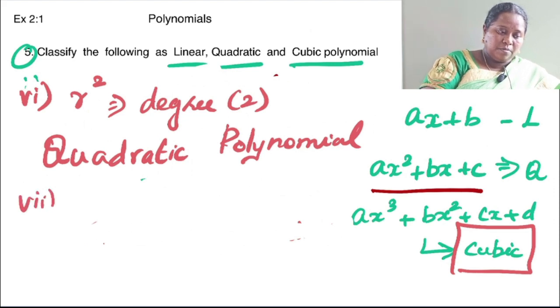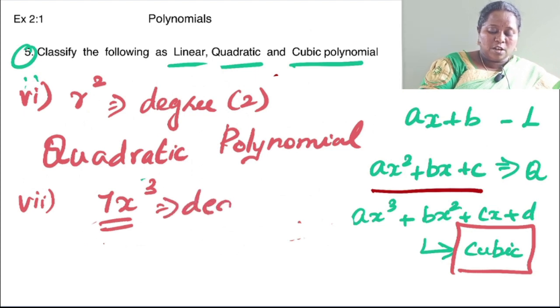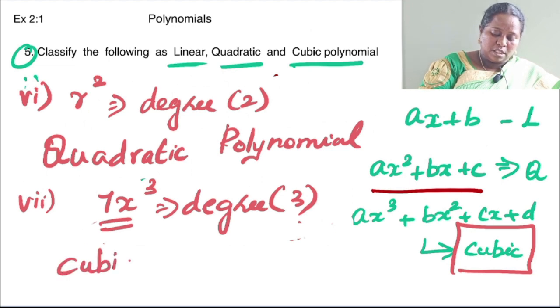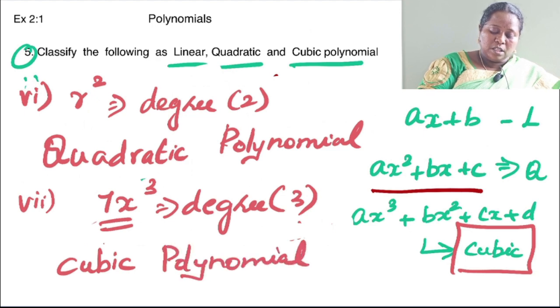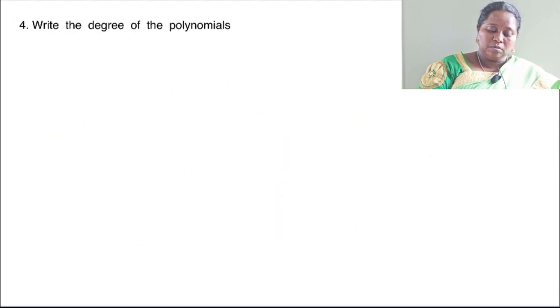The next, seventh sum, 7x cube. If it is 7x cube, what is the degree of the polynomial? The degree of the polynomial is 3. The highest power is 3. If the highest power is 3, then it is called a cubic polynomial. See here, in the cubic polynomial, if we have only one term, the rest of the terms are 0.